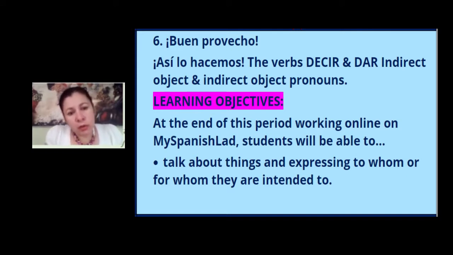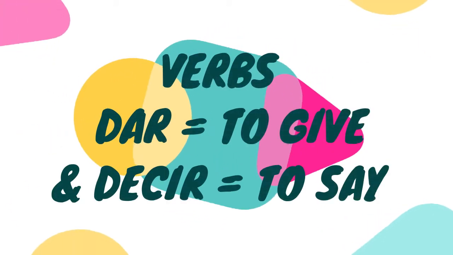Based on the fact that we're covering dar and decir and indirect object pronouns and indirect objects, these are two things. One is indirect object pronouns and the other one is just indirect object. At the end of this period, working online on MySpanishLad and watching the videos, you will be able to talk about things and express to whom or for whom they are intended. So let's go online and work on dar and decir.